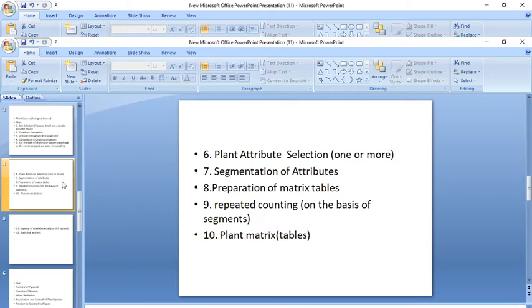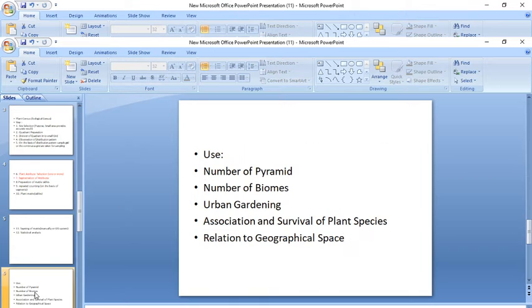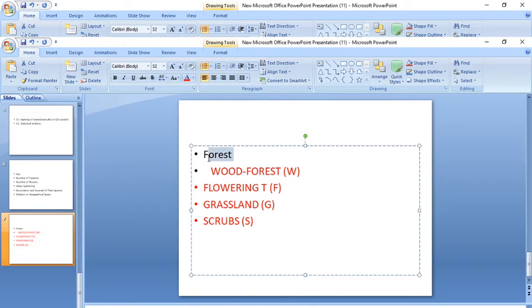for the identification of plant species diversity. Here in the sixth step, the plant attributes, one or more, have been selected. Here we are only selecting one attribute. First attribute is the forest types. Under the heading of forest types, we are categorizing into groups. Seventh is segmentation of the attributes. Okay, here the category is the forest type. Here we are selecting the category of the forest type for the identification of plant diversity through the matrix method.